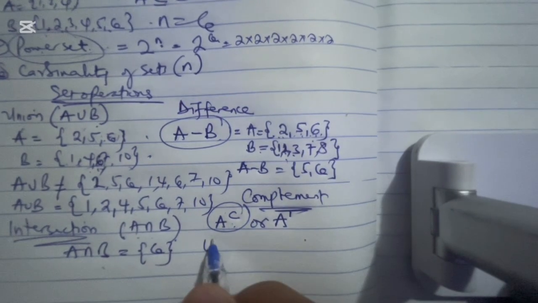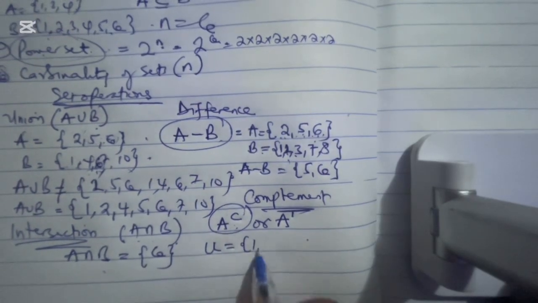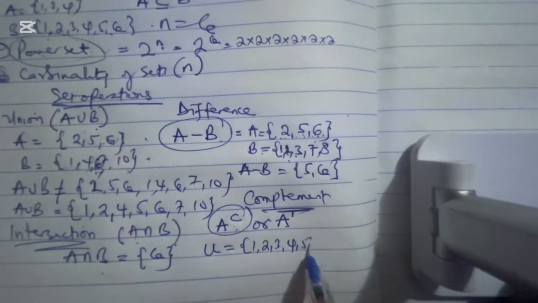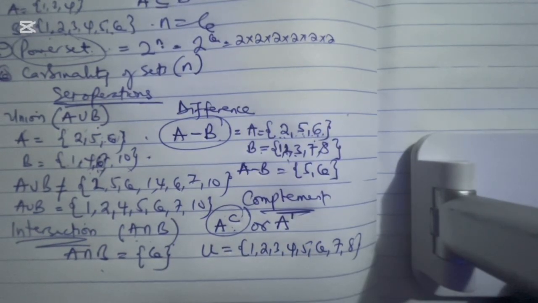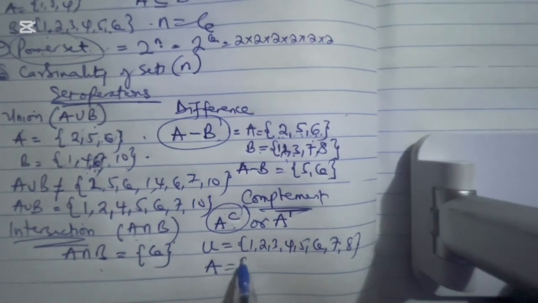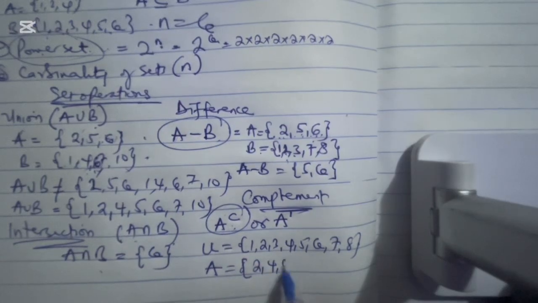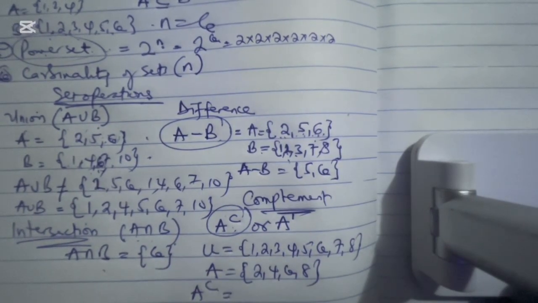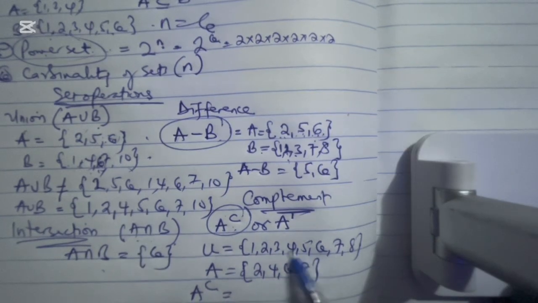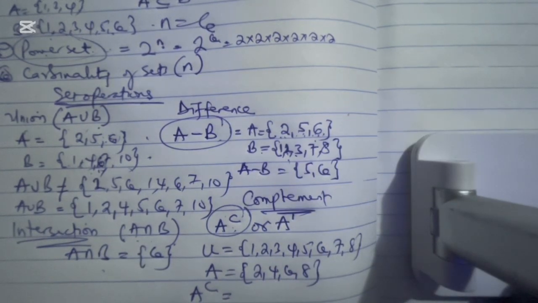So if we have the universal set to be, let's say, 1, 2, 3, 4, 5, 6, 7, 8, and set A is, let's say, 2, 4, 6, 8, I want to look for A complement. What are the elements that are in this universal set, but you will not find them in A?